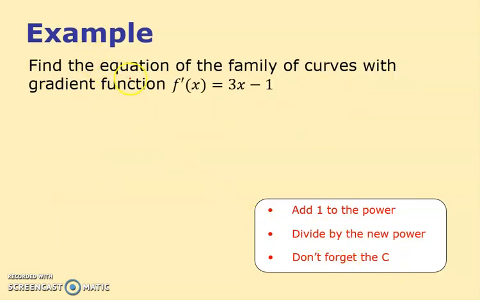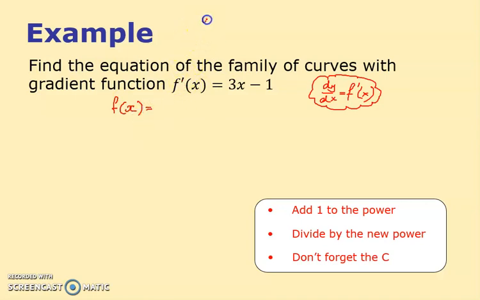So here's another example. It says, find the equation of the family of curves as a gradient function. Notice last time it said dy by dx, but dy by dx can also be written as f dash of x if you use function notation. So just be aware these two things are the same thing. The only subtle difference is this time, rather than y equals, when I undo my differentiation, it will be f of x equals.